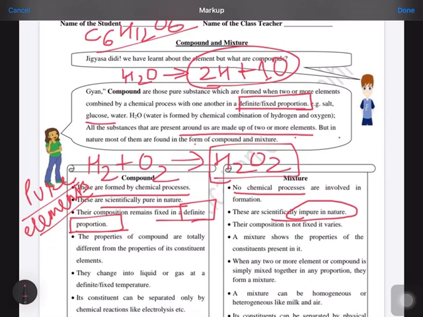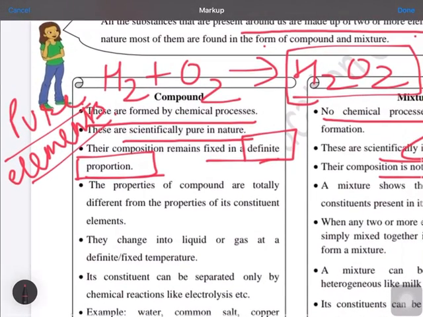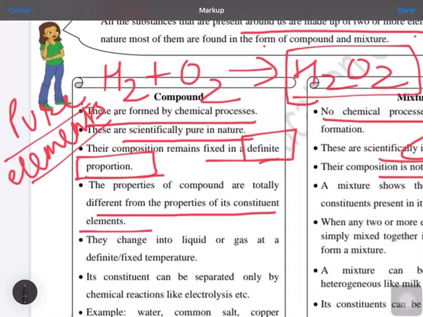While in case of mixture, the composition is not fixed, it may vary. Like when we say air is a mixture of gases, the general composition we say is 78% nitrogen, 21% oxygen, but actually different areas will have different compositions of air. The properties of compounds are totally different from the properties of their constituent elements.